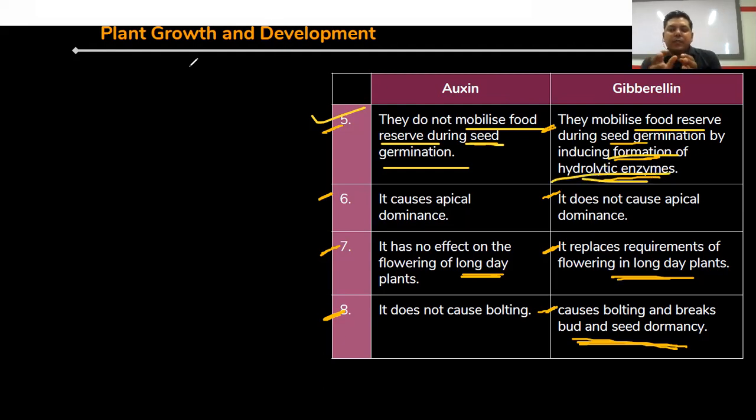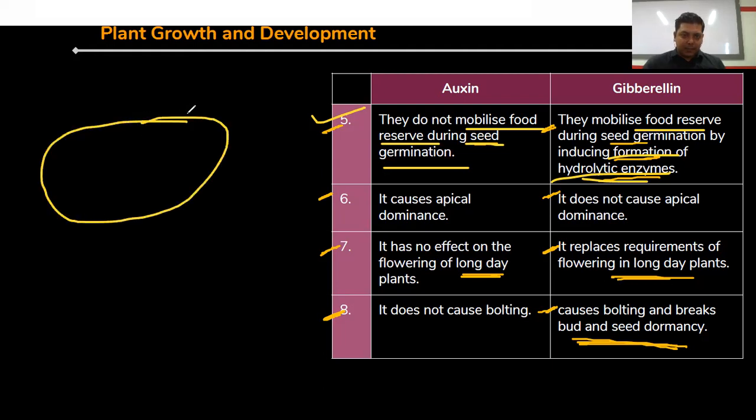Now, in case of gibberellins, what happened? When a seed is germinating, right before the germination process, first the seed takes some water from outside. Clear? This is called imbibition. Then gibberellin hormone is mobilized, breaking down the reserve food material present within the seed, and they are activating some hydrolytic enzymes. Clear? Hydrolytic enzymes. Now, what happened?